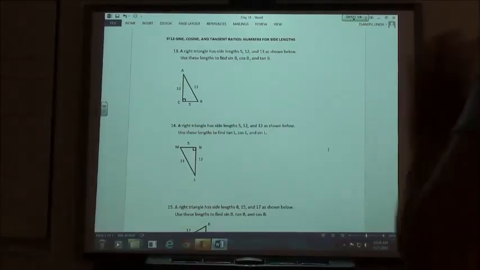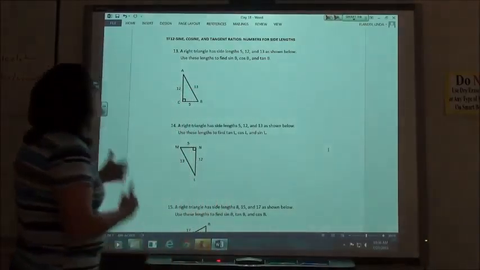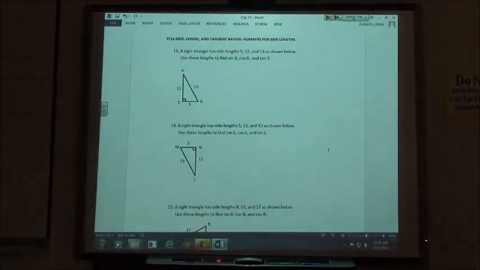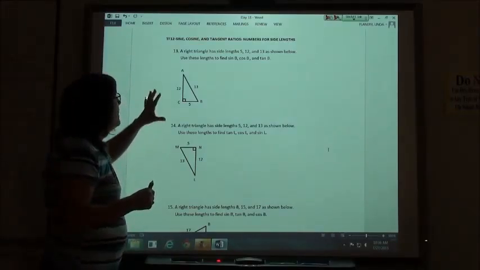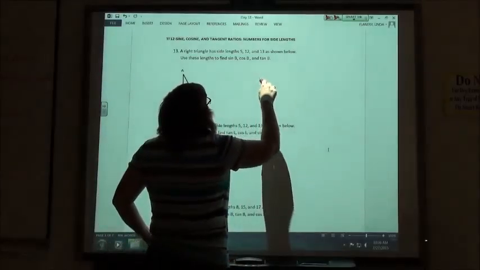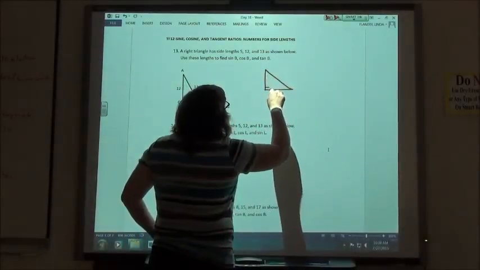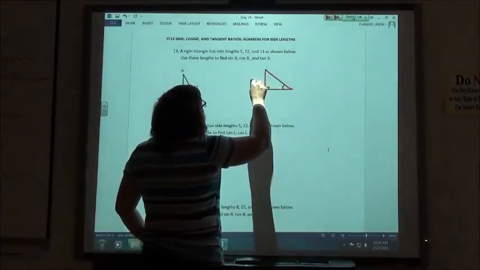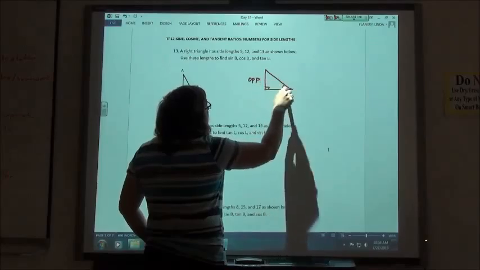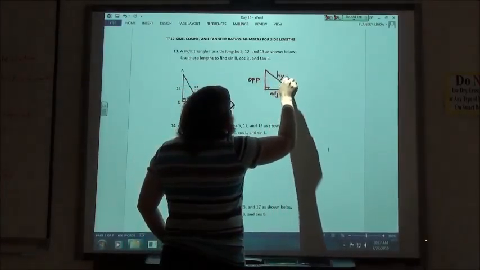All right, the next one now, they're getting into the sine, cosine, and tangent ratio. So now getting more into some of the things that we've already touched on, and that's why they give you a chart on some of those. First of all, if I have my triangle, my right triangle, and this is the angle that I'm working for. This is my opposite side. This one's going to be my adjacent side, and this is going to be my hypotenuse.